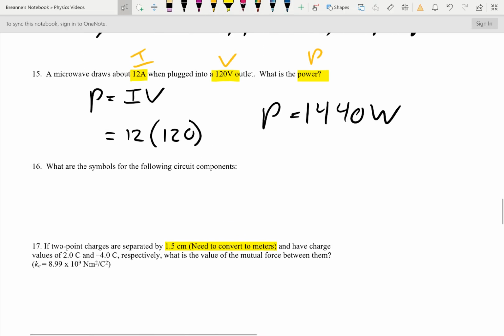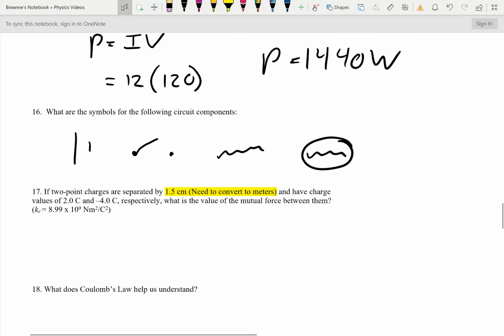What are the symbols for the following circuits? The main thing you have to know: that would be our battery, our switch. That's a switch. We have a resistor, a light bulb. Those are the big ones. So battery, switch, resistor, light bulb.